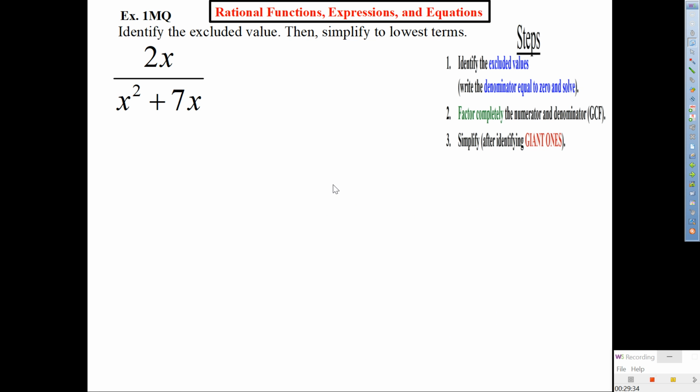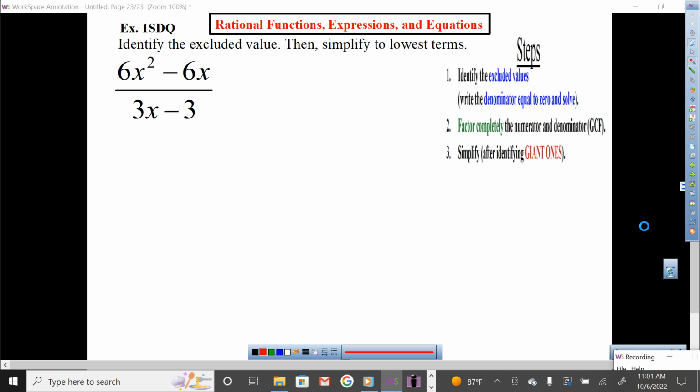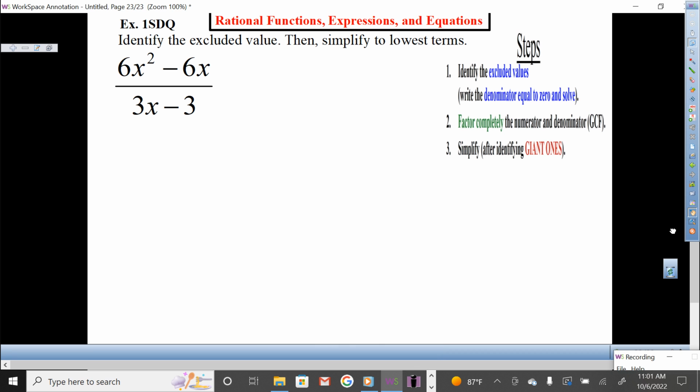Yeah, not that one. This one. Example 1, super duper cube: 6x squared minus 6x over 3x minus 3. See if we can go a little bit more expeditiously.